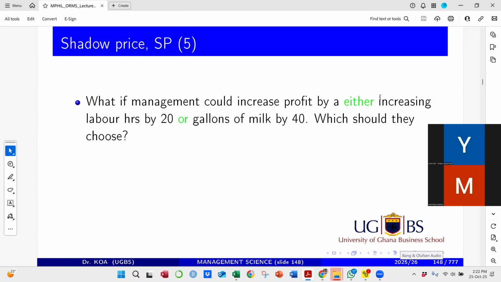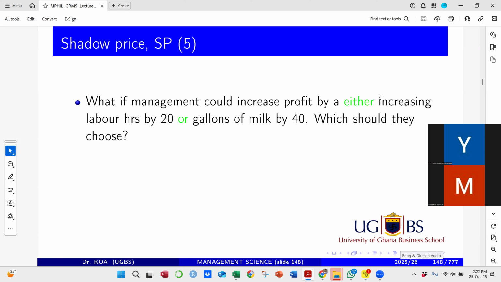Matthew. Considering the shadow price for labor being 16 and milk being 6, if you increase labor by 20 hours, you would have a profit increase of about 320. And for milk, if you increase it by 40 gallons, you would receive 240 units in profit increase. Thus, the more viable solution is to go with labor, even though you are just increasing it by 20 hours.